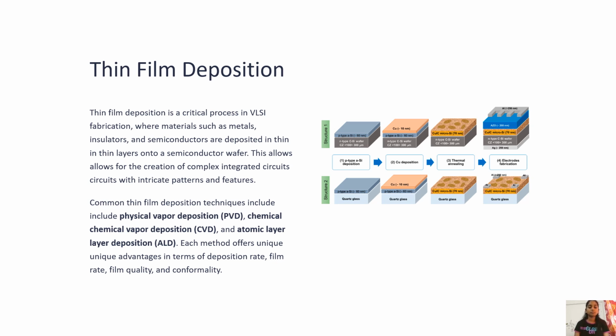Common thin film deposition techniques include physical vapor deposition, chemical vapor deposition, and atomic layer deposition. Each method offers unique advantages in terms of deposition rate, film quality, and conformability.